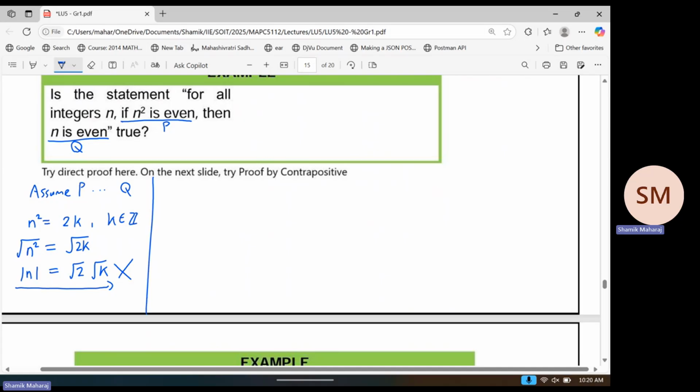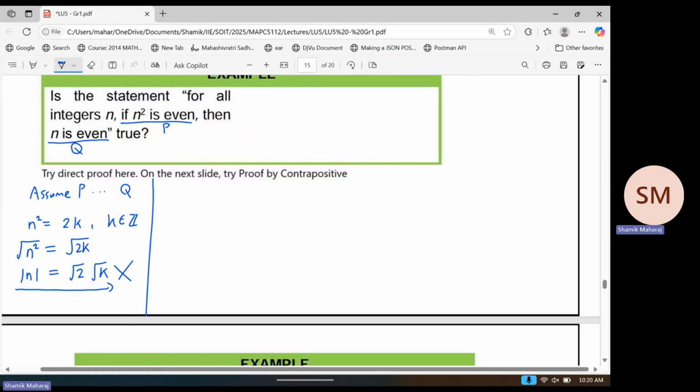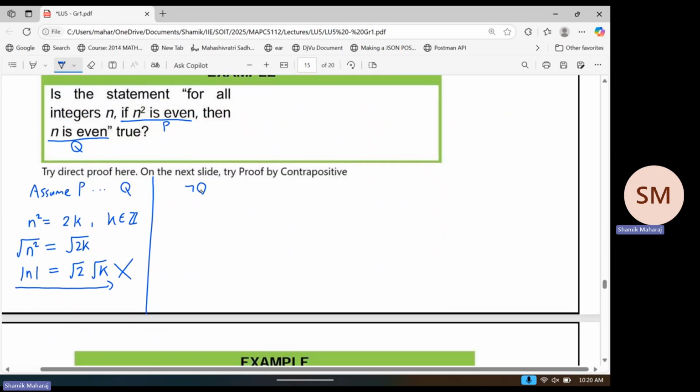So the contrapositive would be, which one was first? Q or P? Q, right? So it switches the order. Not Q, arrow, not P. Okay. That means we're starting with not Q. So Q says n is even. So not Q will be n is odd, the opposite of it, right?